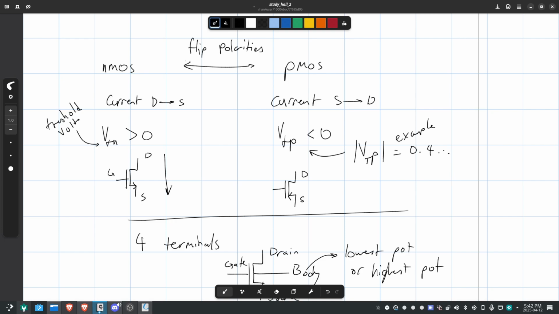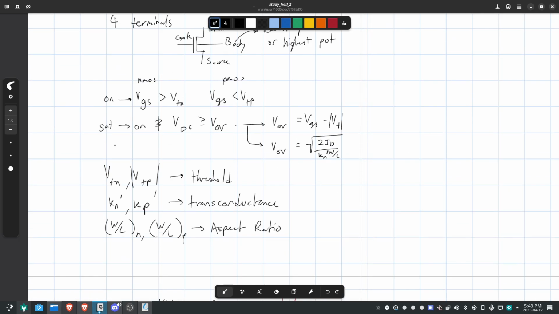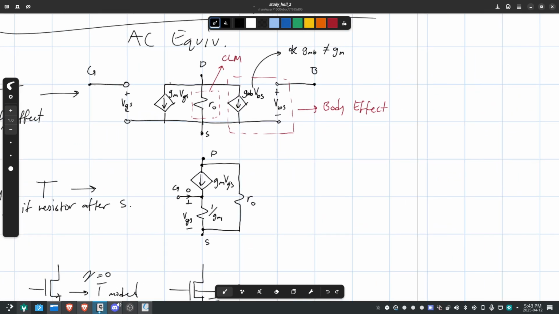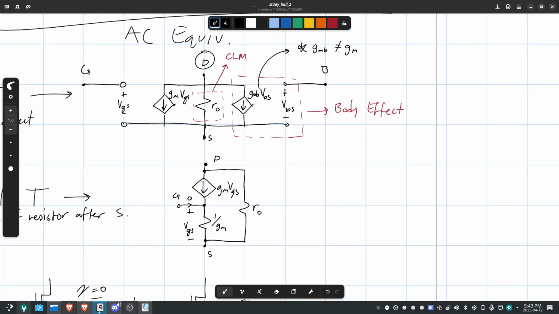NMOS will always flow from drain to source. PMOS will always flow from source to drain. Just follow the arrows. So going back to the pi model, you can see here the drain and the source. For NMOS, it'll always be flowing down. For PMOS, it'll always be flowing up.